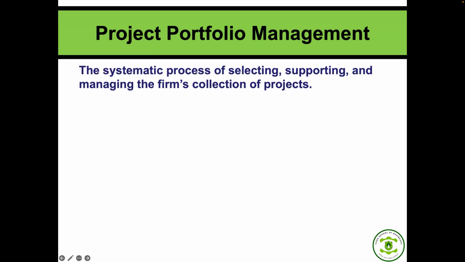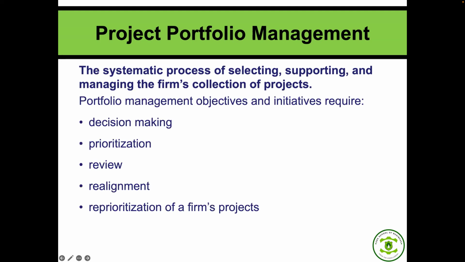So there should be a systematic process of selecting, supporting, and managing the firm's collection of what? Different kinds of projects. And different initiatives will require critical decision making. It will involve the issue of prioritizing, because if there are some projects, the moment you take them, the impact it is going to have on your labor, employee capacity, your finances, it can take a toll and then derail it. So selecting a portfolio of projects also has a process.